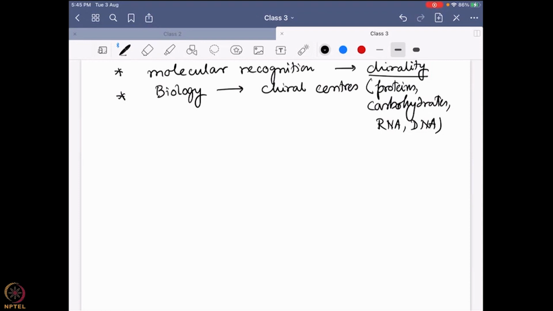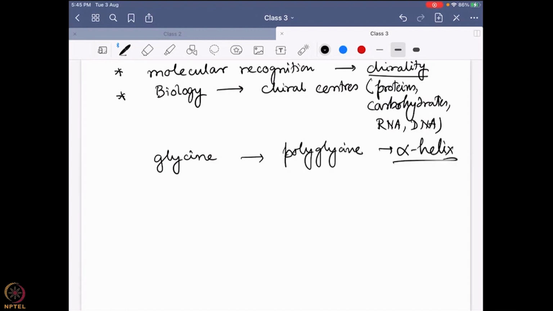Okay, we'll come into that a little later, like alpha helical, beta sheet, all the structures of the protein and how they are chiral, even though the original molecules which are actually making it may not be chiral. For example, glycine. Glycine is not a chiral molecule, right? We actually have gone through the structures. And if you make it a polyglycine, this polyglycine can make an alpha helical structure, and this alpha helical structure can be chiral, whereas glycine itself is achiral.